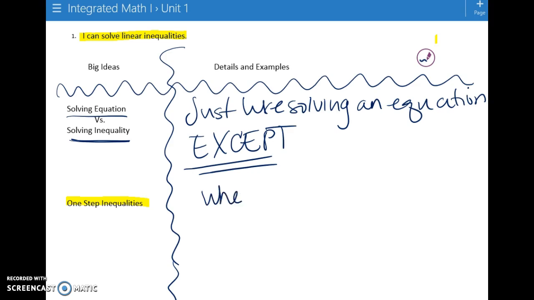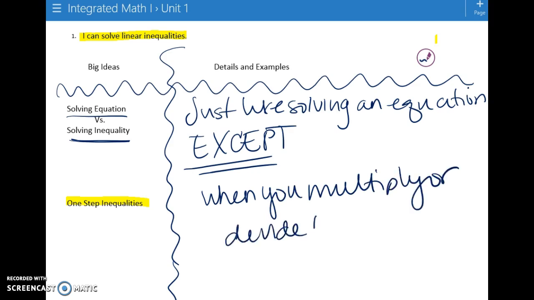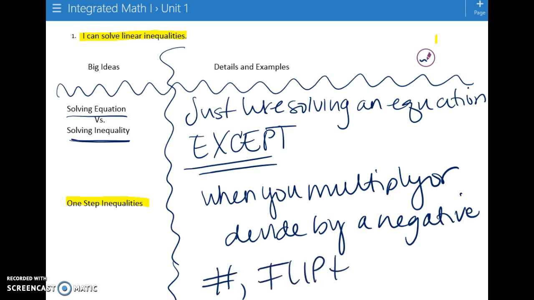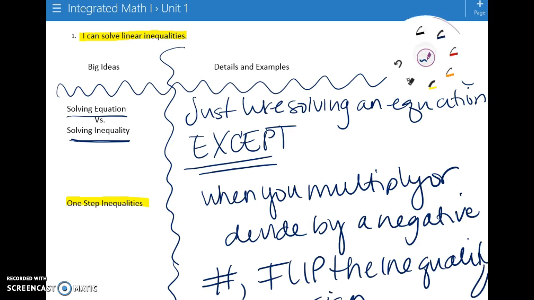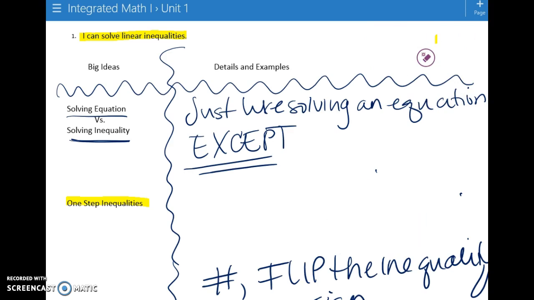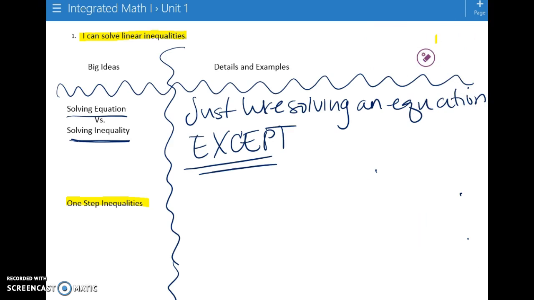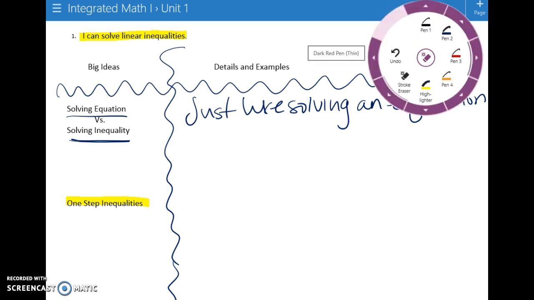I'll put that in big letters and underline it, so pay attention. Except when you multiply or divide by a negative number. This is key: flip the inequality sign. So if I multiply or divide by a negative number, flip the inequality sign. We'll talk about why we do that in class, but I just want to jump into some examples for you. Okay? All right.